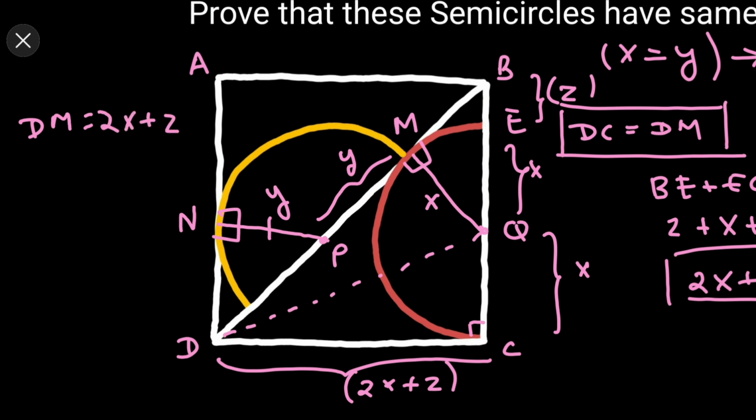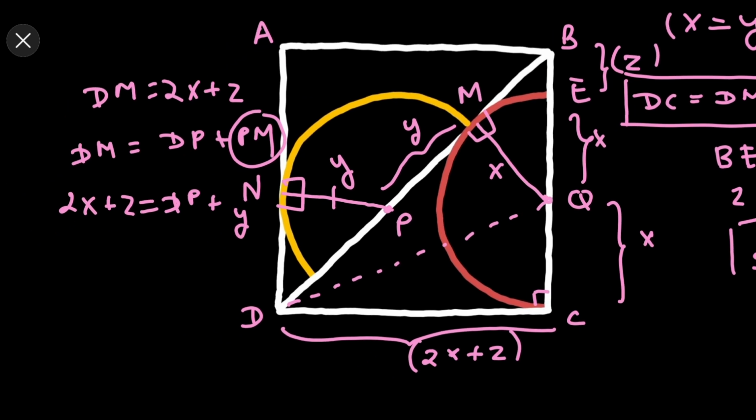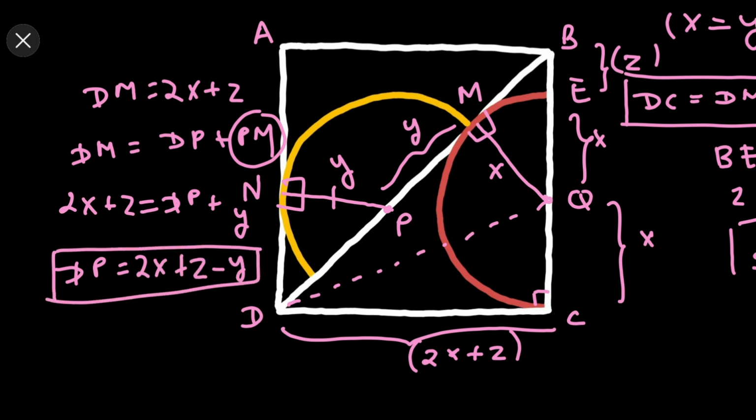Now look carefully at the line segment DM. We can see that the line segment DM can also be written as the length of DP plus the length of PM. The length of PM is the radius of this yellow semicircle having a value y. So the length of DM is 2x plus z, and this equals DP plus PM, that is y. If I subtract y from both sides, the value of DP will turn out to be 2x plus z minus y. So here we have got the length of DP, and that is 2x plus z minus y.